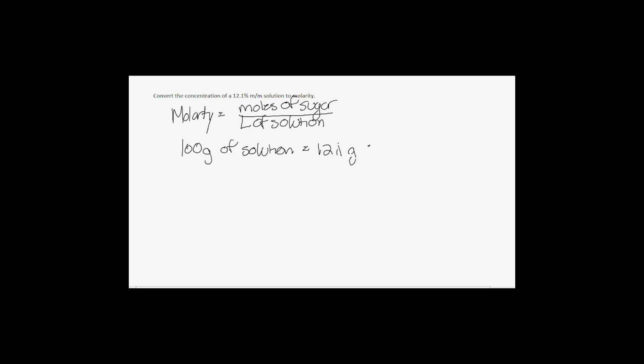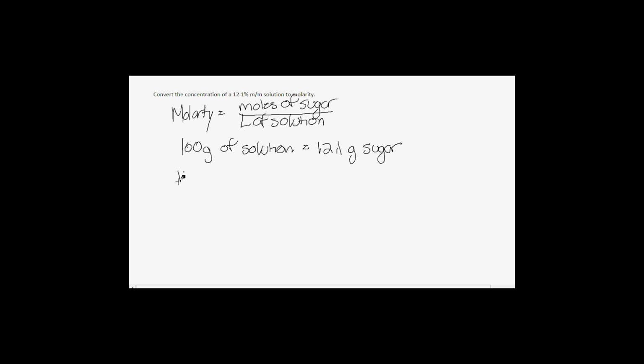Now we can convert the concentration of a 12.1% by mass solution of sugar to molarity. We know that molarity is equal to the moles of sugar divided by the liters of solution. So what we need to do is convert the grams of sugar and the grams of solution to moles of sugar and liters of solution. We should use the relationship that 100 grams of solution is equal to 12.1 grams sugar. We get this relationship from the mass percent, and we've chosen 100 grams of solution to make our calculations simple.